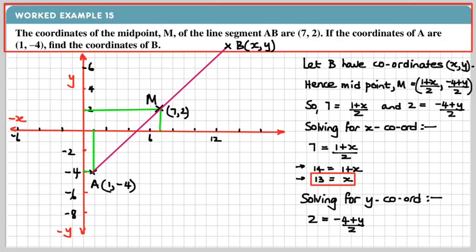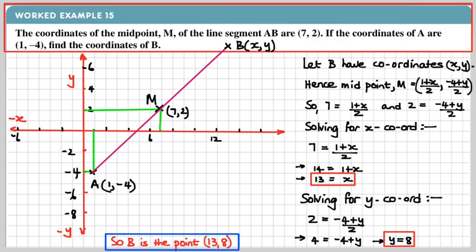Same process. So multiplying both sides by 2, we get that. Now we're going to add 4 to both sides to get rid of this. And what do we get? Sweet. So that's it. Therefore B must be the point 13 and 8, because x is 13 and y is 8. Do you like it?